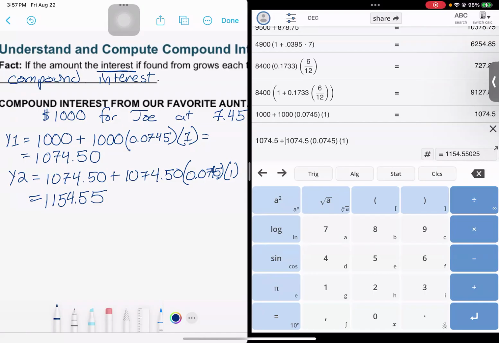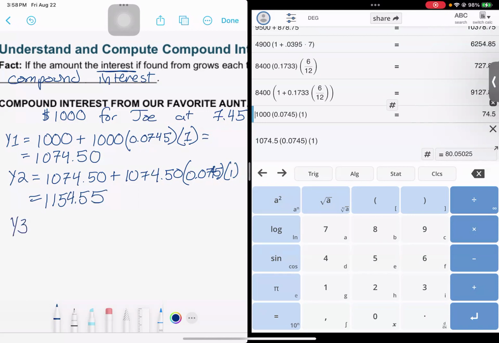Even more interest. Check this out. It had a full $80 of interest this second year versus only 74.50 the first year. So there's 74.50 for the first year of interest, but 80 for the next year of interest because that principal is growing. Since that principal is growing, it's compounding, you actually get even more.